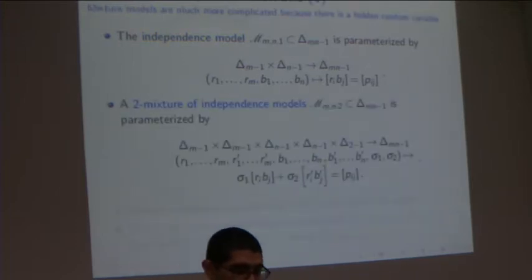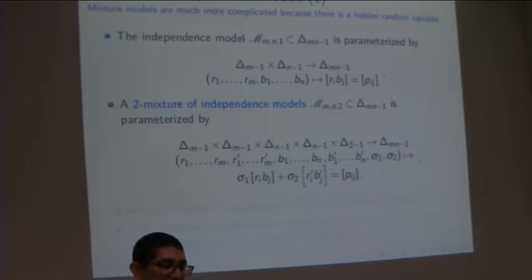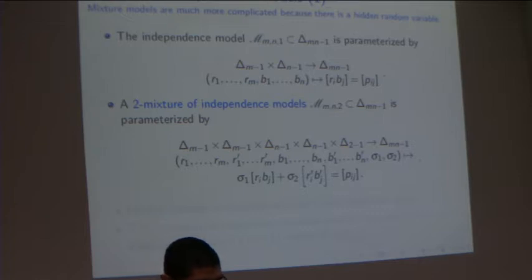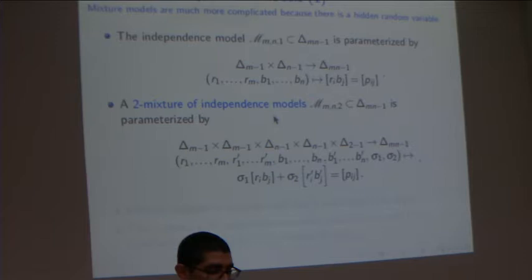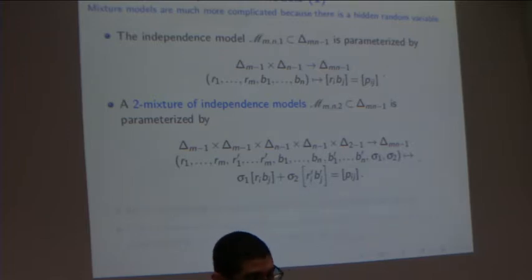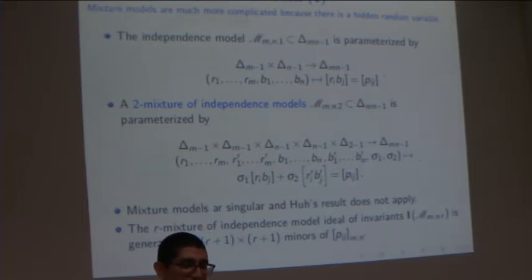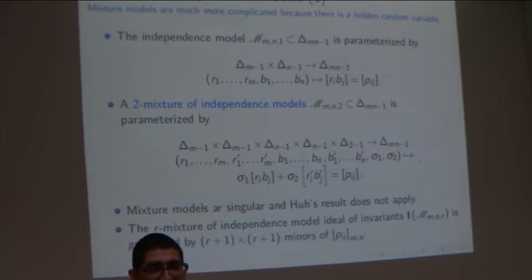However, what's more interesting are mixtures of independence models. And these are much more complicated because there's a hidden random variable. So here's the independence model. The two-mixture independence model you can think of as a sum of two rank 1 matrices. So this is a rank 2 matrix, rank at most 2 matrix. But these models are singular, and H's result no longer applies. So you'd want to know what are the ML degrees of this. And so you would ask, well, is the ML degree 1, or how large is it? Is the question clear?